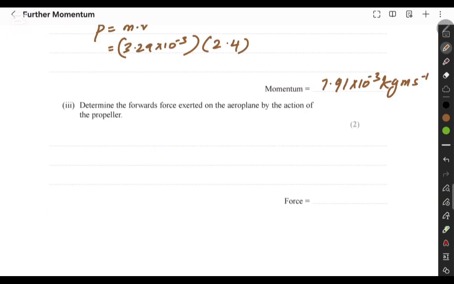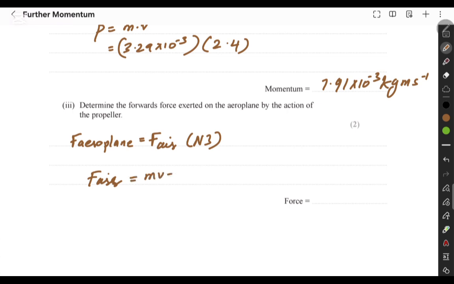And now in the next part it says, determine the forward force exerted on the aeroplane by the action of the propeller. So the force exerted on the aeroplane is going to be equal in magnitude to the force exerted on the air. The force exerted on the air is backward, and the force exerted on the aeroplane is forward. Both of these are in opposite directions. I didn't include the negative sign because we're only considering the magnitude, but both of these are a Newton's third law pair, as I've said before. So we can just find the force exerted on the air, and we'll end up getting the force exerted on the aeroplane.